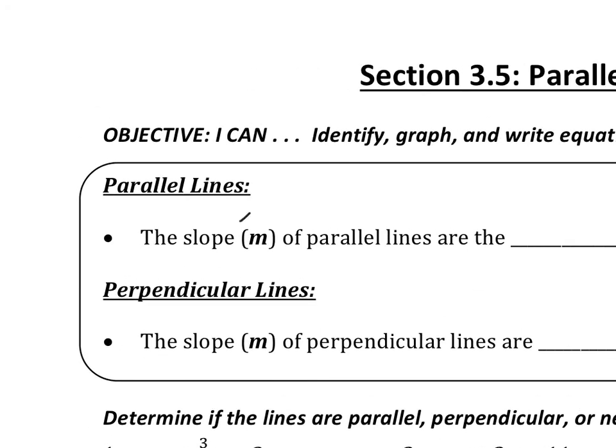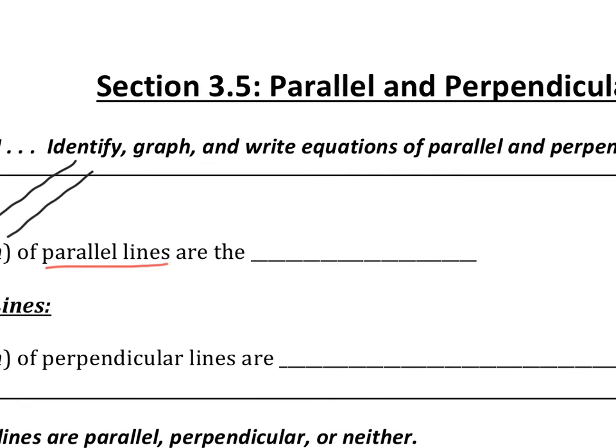They look like lines that are never going to cross. So, if you look at two lines, it looks like they are never going to cross. Those would be an example of parallel lines. Now, just by looking at the equation, you can tell whether two lines are parallel or not by looking at the slope. The slope, m, of parallel lines are the same slope.